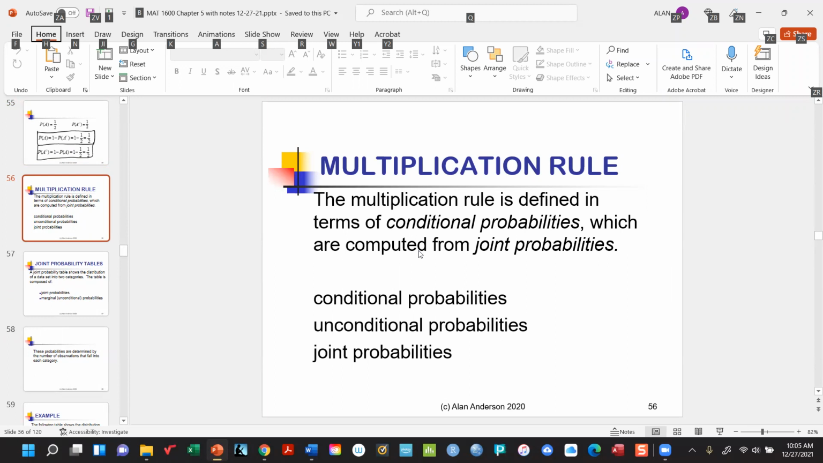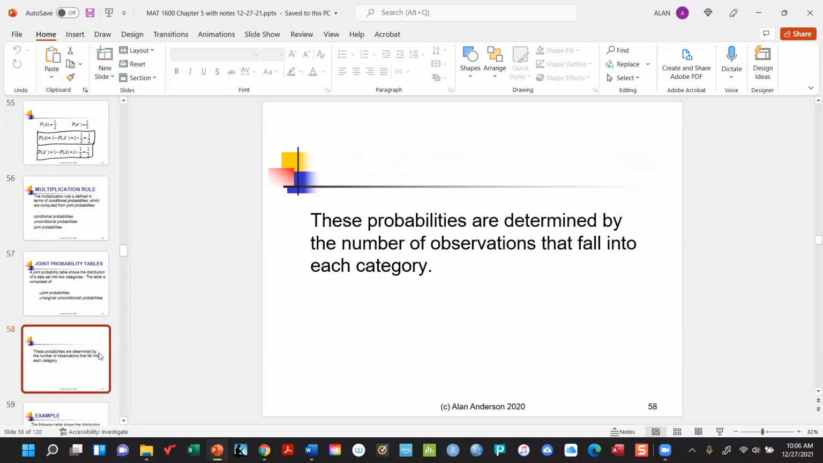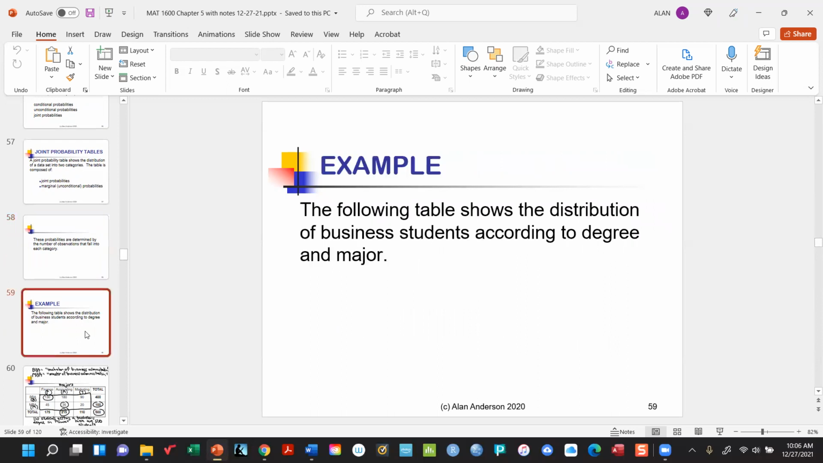So we start out by creating a table. And this table will be known as a joint probability table. And what we've basically done is we've taken a set of data and we've broken it up into two categories. And within this table, we'll be able to calculate joint probabilities and what are called marginal or sometimes unconditional probabilities. So here's the setting. We have a school out there somewhere which has a business school.